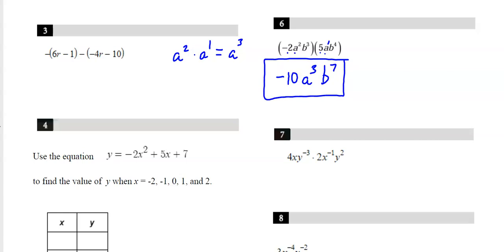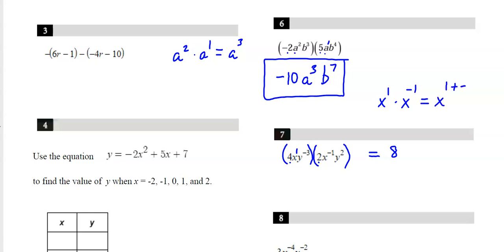Number 7, very similar. It's just the notation's a little different. They put a dot in here as multiplying. You could just think of it exactly how the last problem was done. Now this one has some negative exponents, so it's going to get a little bit hairy. Let's see what we can do. 4 times 2 is 8. I have x to the first times x to the negative first.